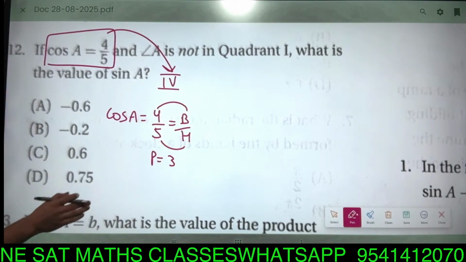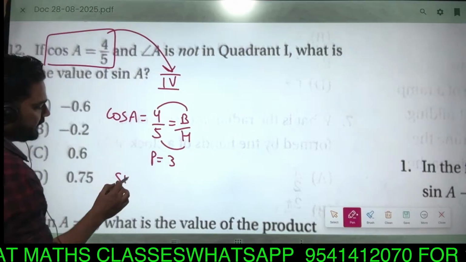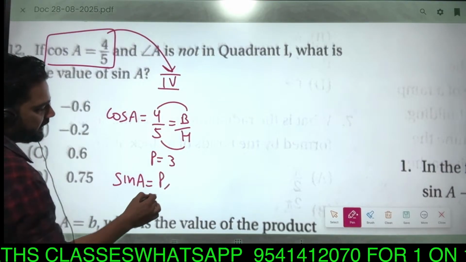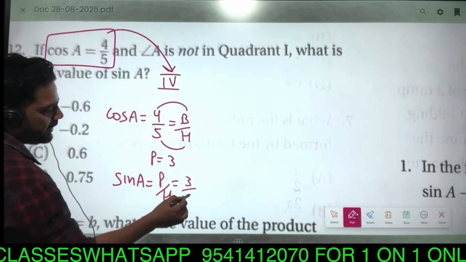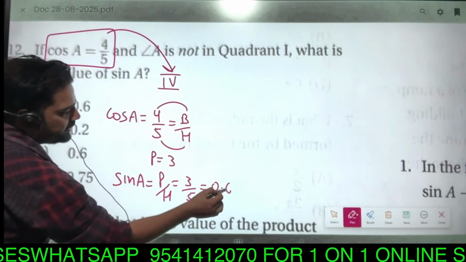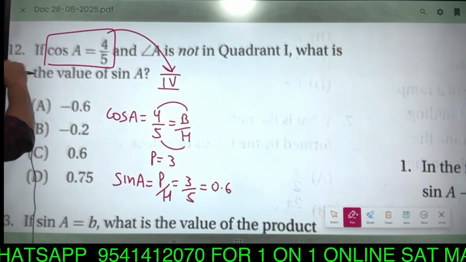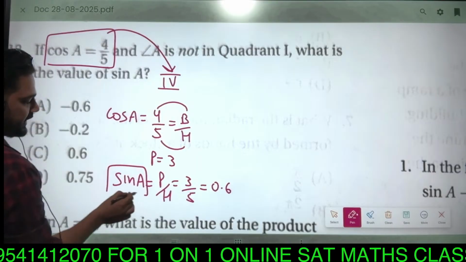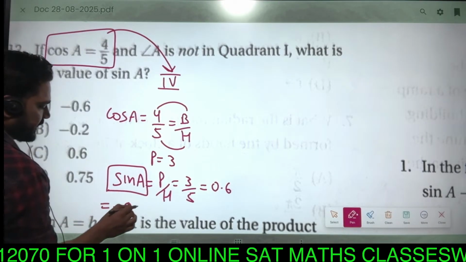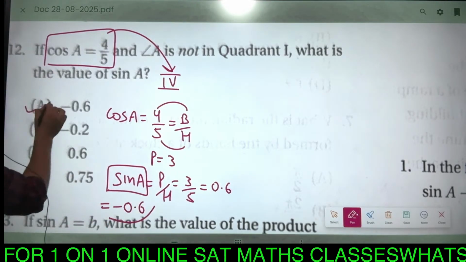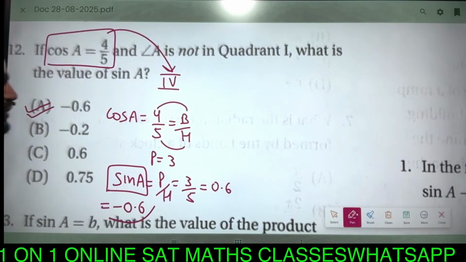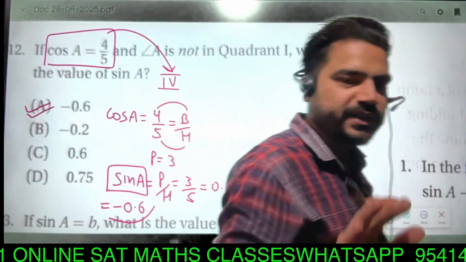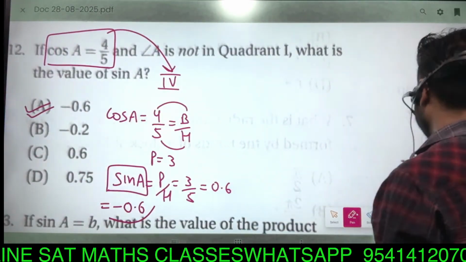Okay. Now what is the value of sine A? Sine A is p by h. So 3 by 5, and 3 by 5 is how much? 0.6. But they are saying that the angle is in the fourth quadrant, and in the fourth quadrant we know sine is negative. So the answer will be minus 0.6. Okay, easy.